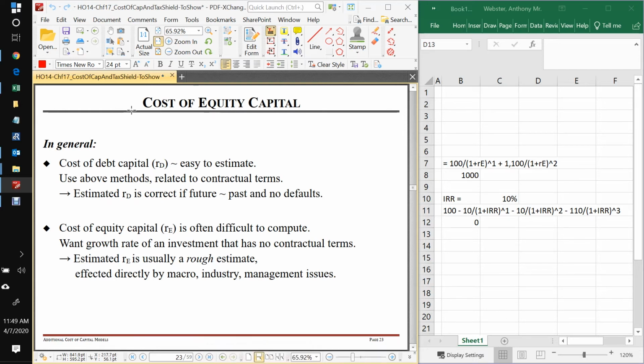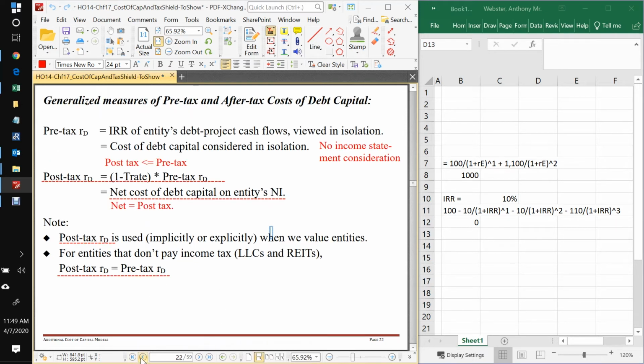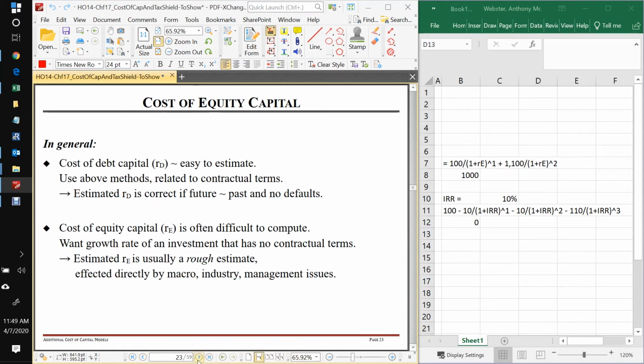All right, so now that's pretty much all we need to know about the cost of debt capital. Let's see if we can go on and do the same type of analysis with our cost of equity capital. So in general, our cost of debt capital was pretty easy to estimate. We have some pretty clear methods that we were able to use above, and they were all related in one way or another to contractual terms. So as long as the future is going to look kind of like the past for an entity and it's not going to default, the estimated RDs that we've come up with are really correct.